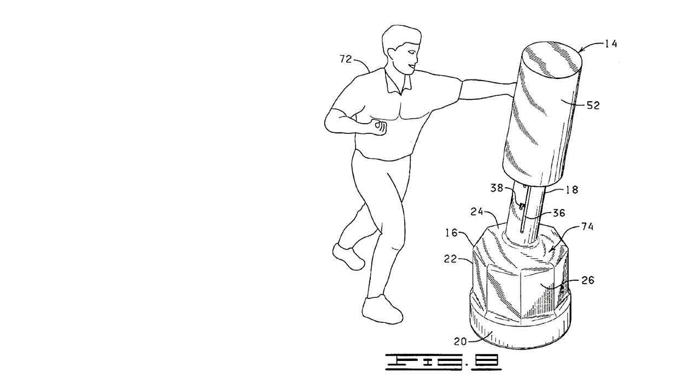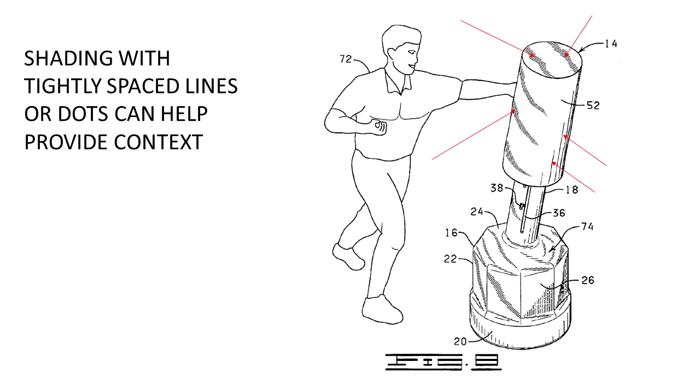But the key things I want to show you for this drawing are first the shading. The shading can be done with lines close together or dots. Here it serves the purpose of helping identify object number 14 as a solid cushion. The shading helps us understand that it is of a cylindrical shape.